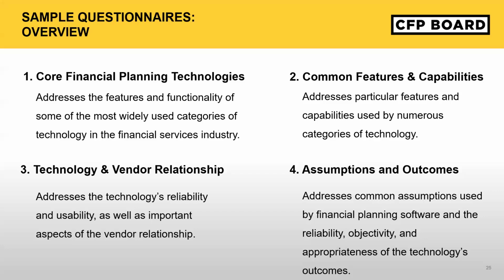As we all know, there are times when you're trying to determine what product to use and you feel like you don't even know what questions to ask. Well, you now have a laundry list of questions that CFP Board has provided to help you think through those issues. The second sample questionnaire deals with common features and capabilities. And here we have approximately 70 questions that address features and capabilities used by numerous categories of technology. We'll talk about these in some additional detail as we move forward with the webinar.